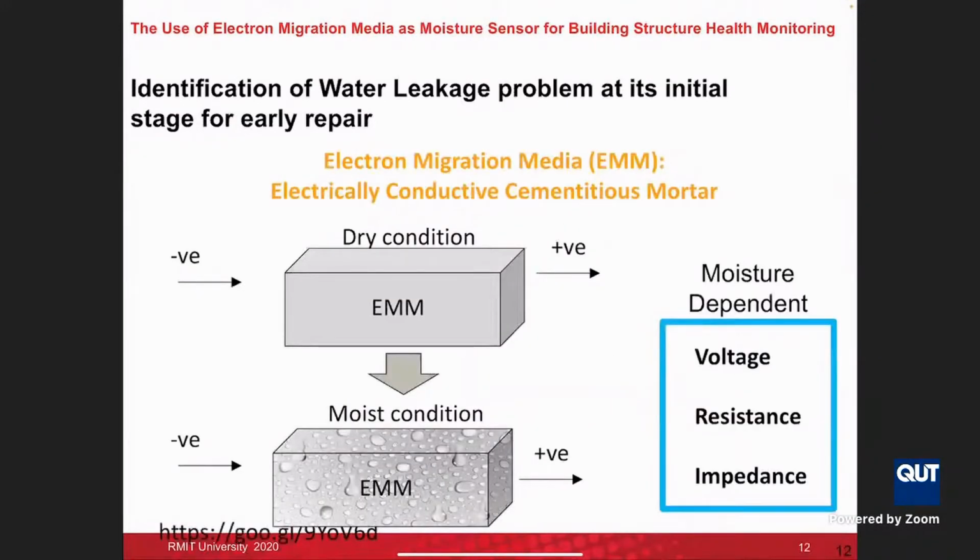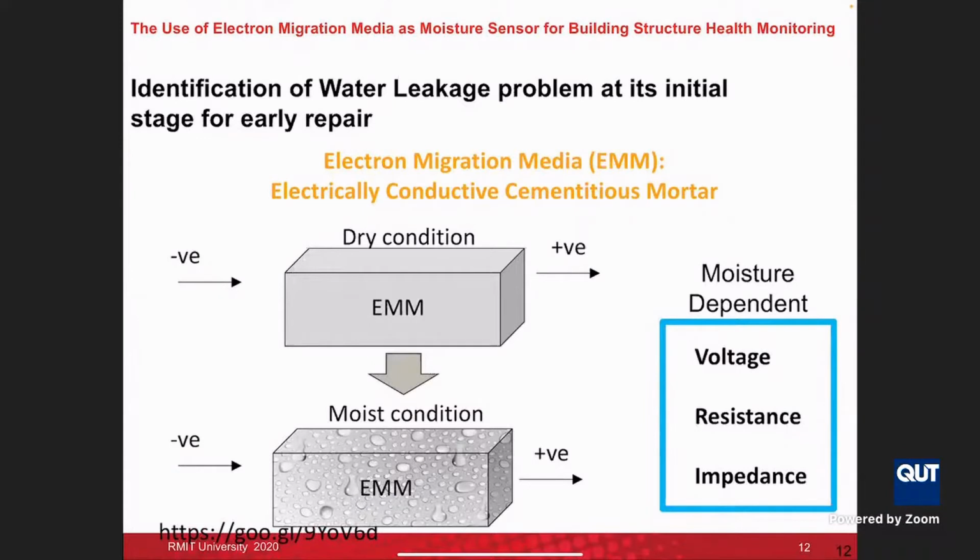So our idea is to change the property of the cement mortar, which is located on the surface of the reinforced concrete. We can recall the details as I showed in the previous slide. There's a thin layer of cementitious mortar just above the reinforced concrete. So we replace that thin layer of cement mortar with a new material. We call it electron migration media, EMM.